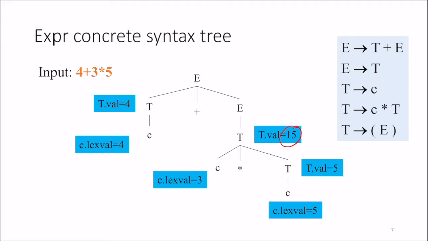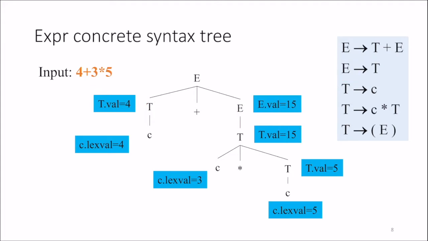In order to do the addition, we need a value for the t and the value for the e. So we're going to move this value from t up to its parent, or to its left-hand side equivalently, right? So this is the e goes to t rule, and I'm going to move that value up, and I get the value at e is 15.